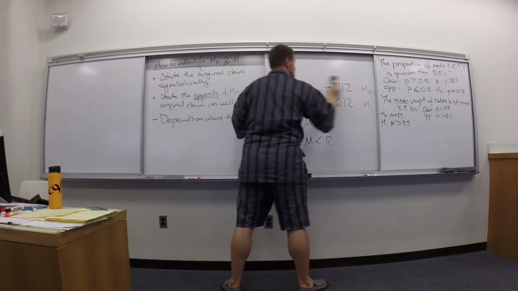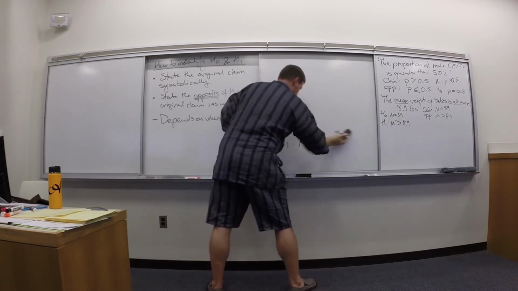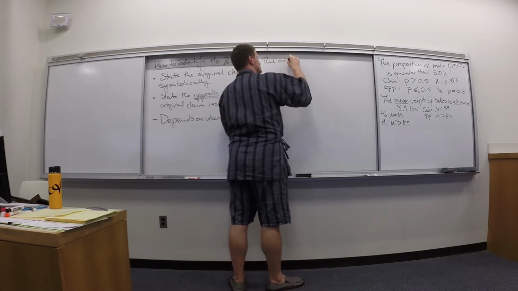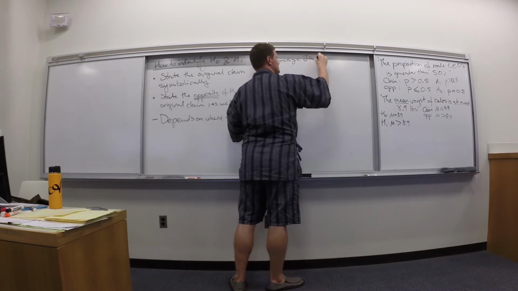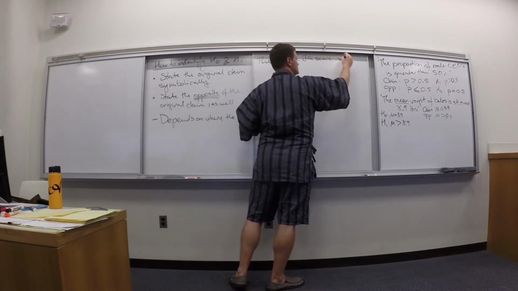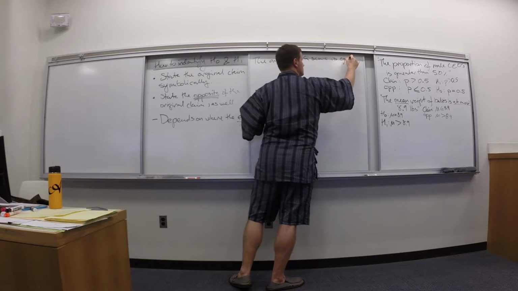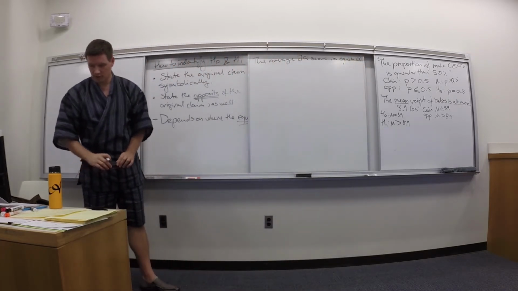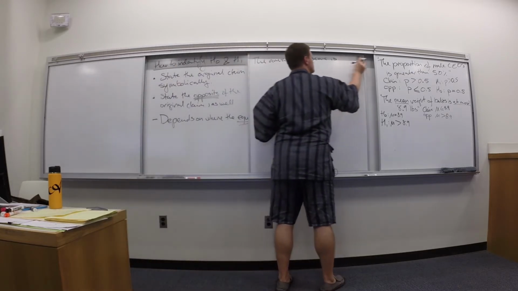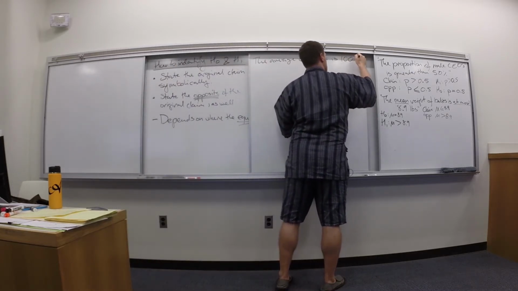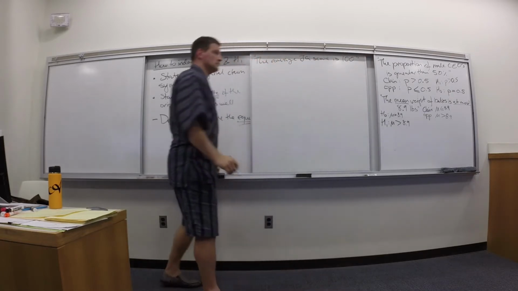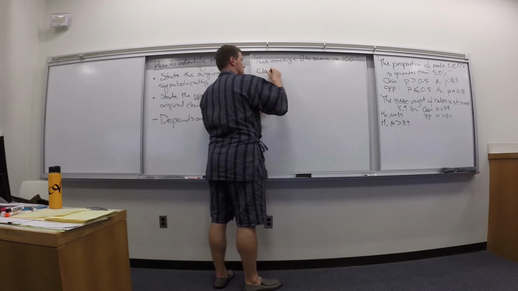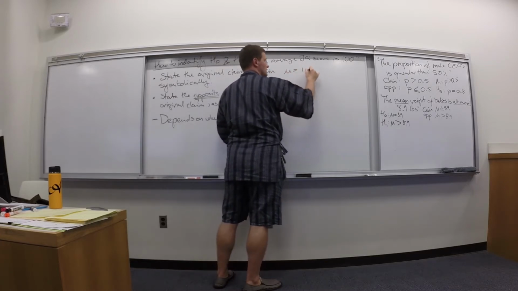And the last one, it was the average IQ score is, I think it was like this. The average IQ score is 100. That was the last example. So the claim is mu equals 100.